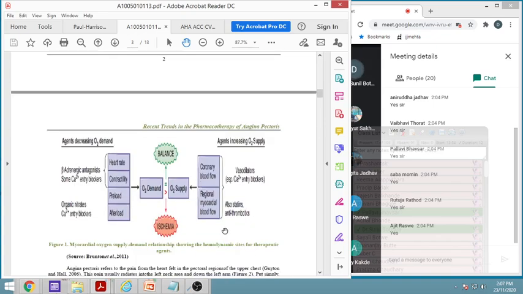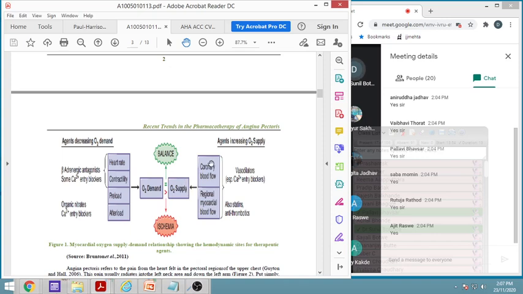This was the figure which we have seen earlier when we studied angina pectoris. Angina pectoris is actually the disease because of the gap between demand and supply. So there are things which are causing increase in the oxygen demand. Examples of these are heart rate, contractility, preload, afterload. These all will cause increase in the oxygen demand. And when the demand is more than the supply, we call it angina.